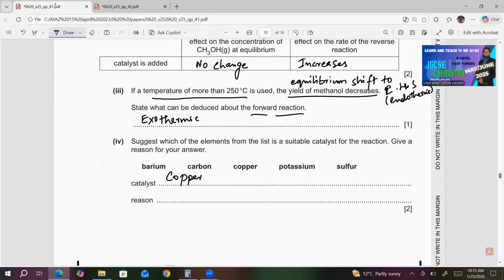So what about the reason? For the reason, you can write transition element. As I just said, transition elements make good catalysts.